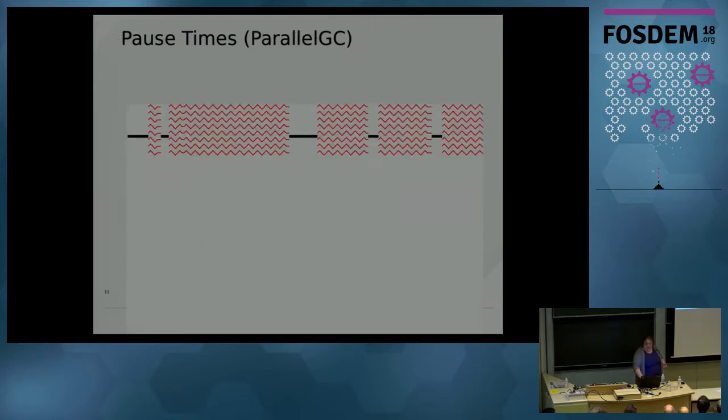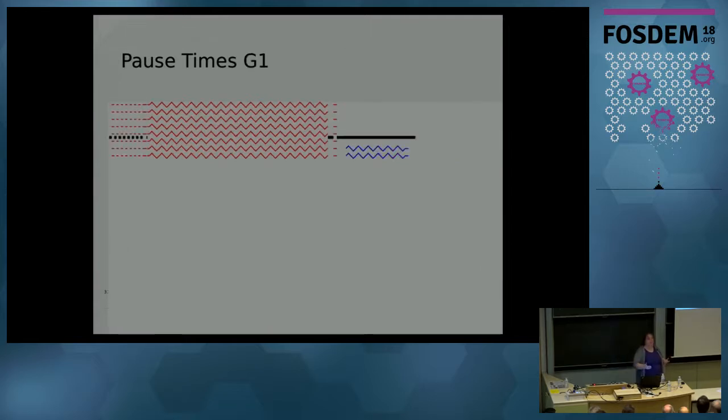In fact, with parallel GC, it looks kind of like this, right? So your Java threads are running, and then you have the whole machine doing GC, your Java threads are running, and then a huge GC. So when you have a graph like this, it gives you a much better idea of what's going on in the garbage collector.